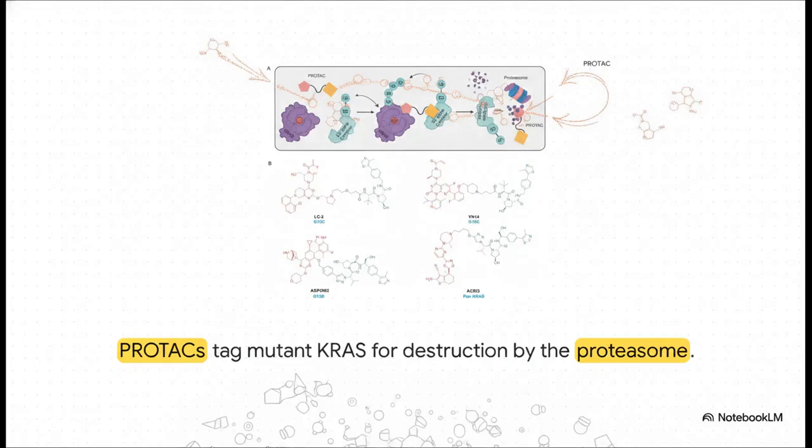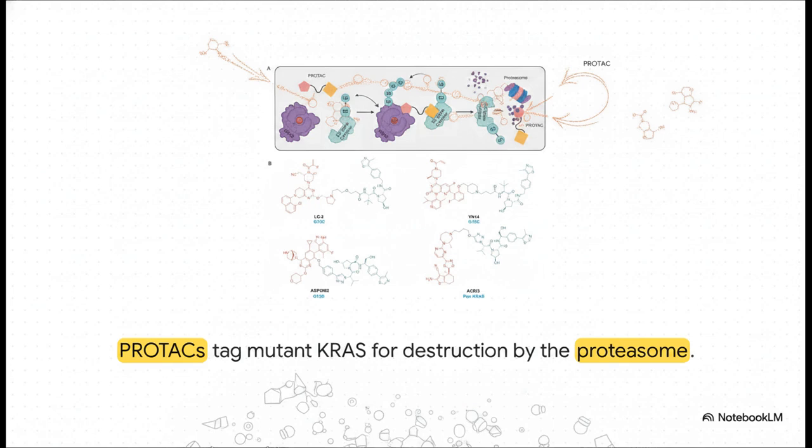The sheer beauty of targeted degradation is striking. The PROTAC drug links the mutated KRAS to an E3 ligase complex, which then attaches a chain of ubiquitin tags right onto the cancer protein. The cell's recycling center, the proteasome, recognizes those tags and just shreds the KRAS protein into harmless little pieces.